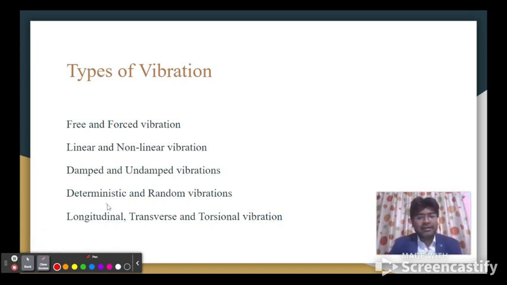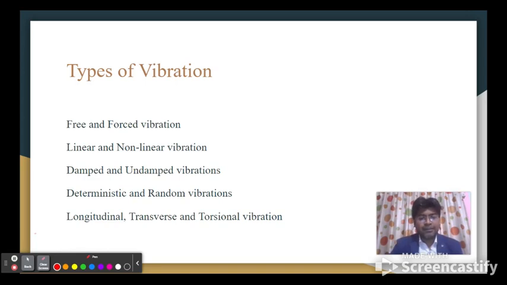Now the deterministic and random vibration. For deterministic, if the amount of excitation acting on a vibratory system is completely and precisely known, the resulting vibration is known as deterministic vibration. And when this amount of excitation is not completely known, the resulting vibration will be known as non-deterministic vibration. Now the next one is longitudinal, transverse and torsional vibration.